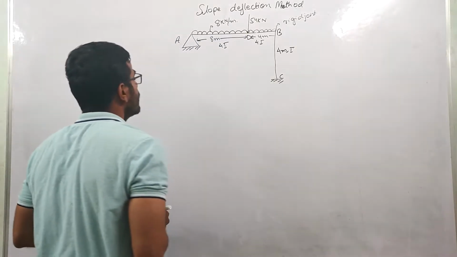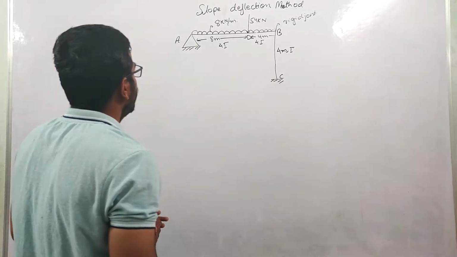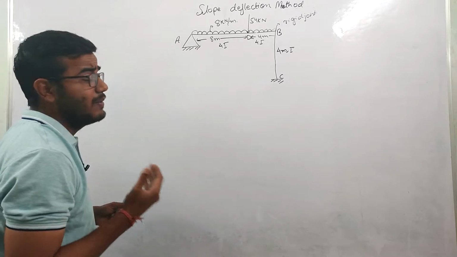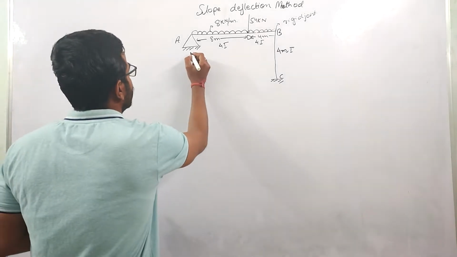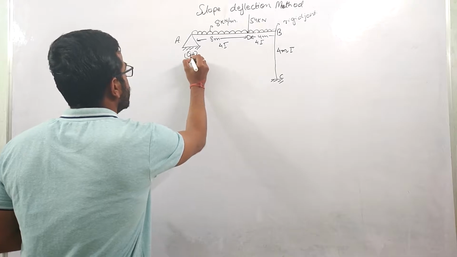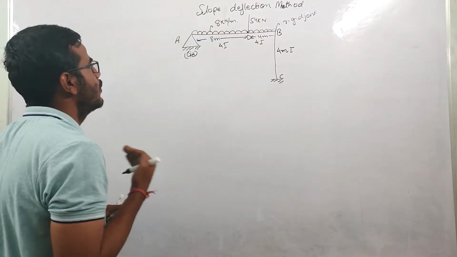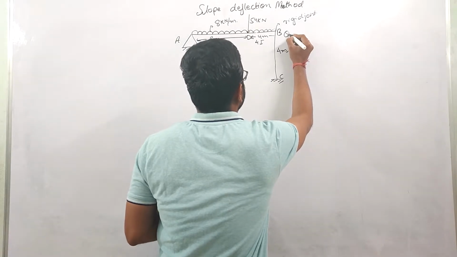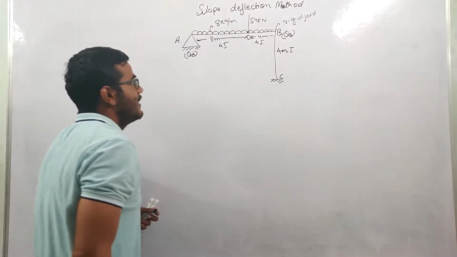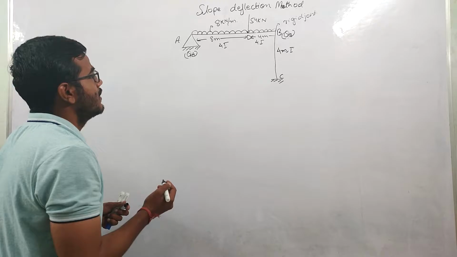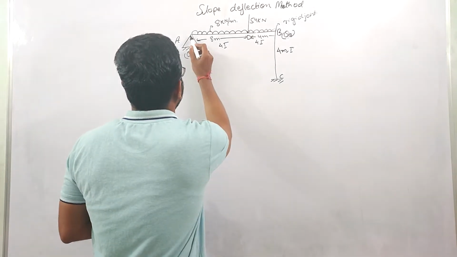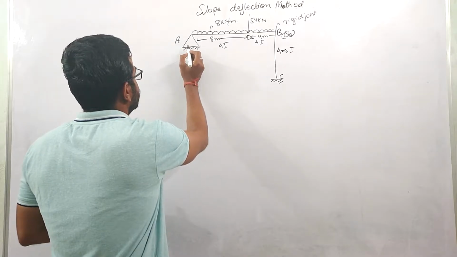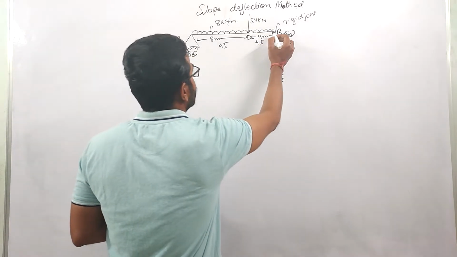At A, what will be the deflection, what displacement will be available? At A we will have only theta A, right? There will be no vertical deflection, no horizontal deflection. At B we will have only one rotation, and there will be no sway in this beam, because the horizontal reaction at A is resisting any movement over here.